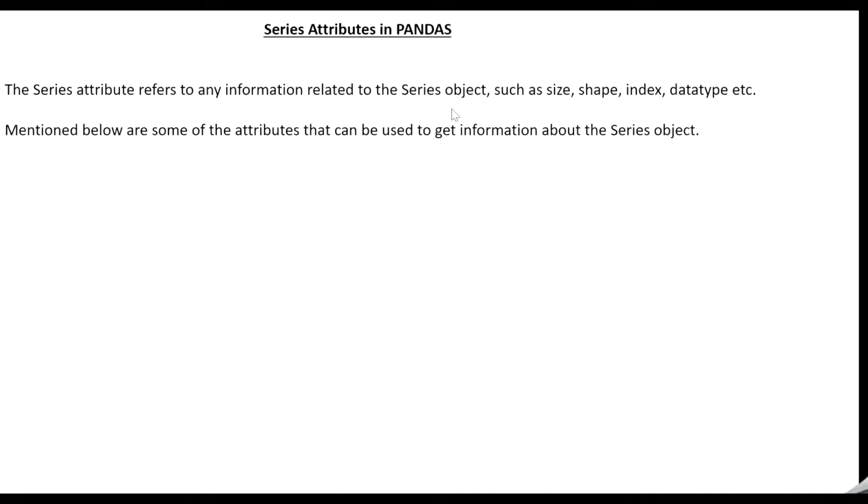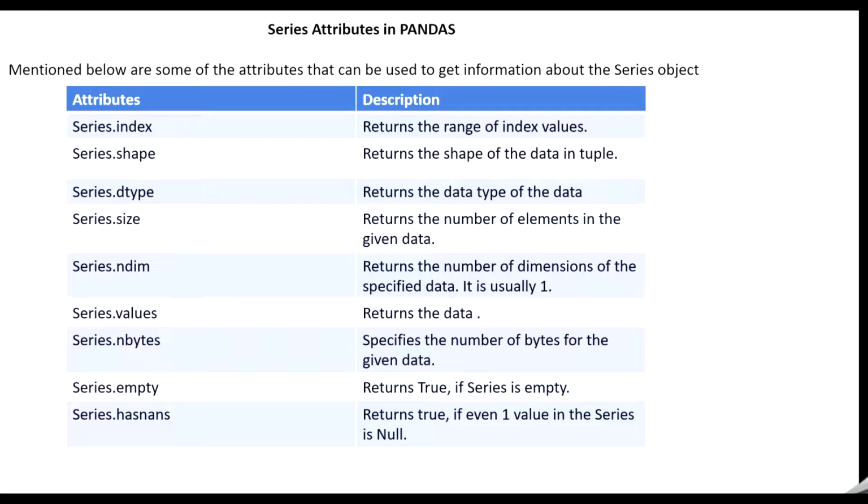Attributes usually refer to any information related to the series object such as size, shape, index, data type, etc. So these are the various attributes available for the series in Pandas. Mentioned below are some of the attributes that can be used to get information about the series object. With the help of these attributes, we can get information about the series object. So the various attributes and their description have been given over here.